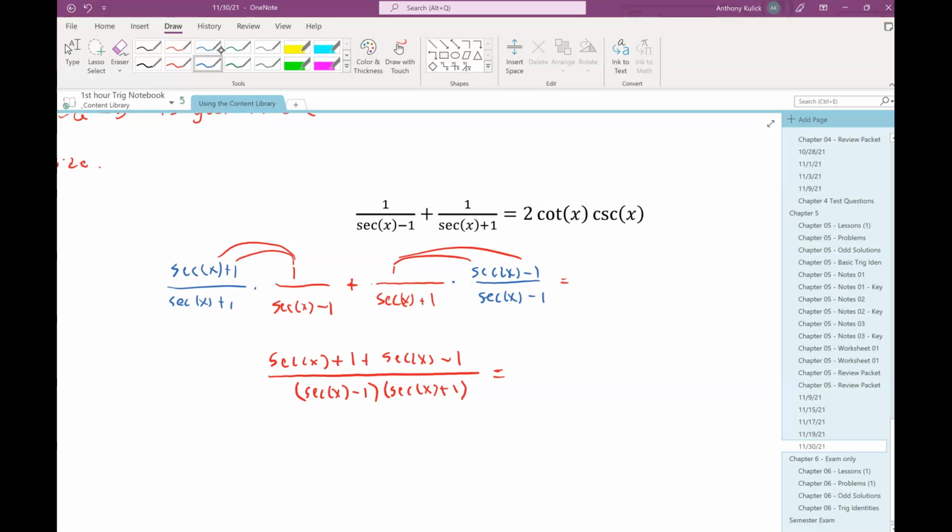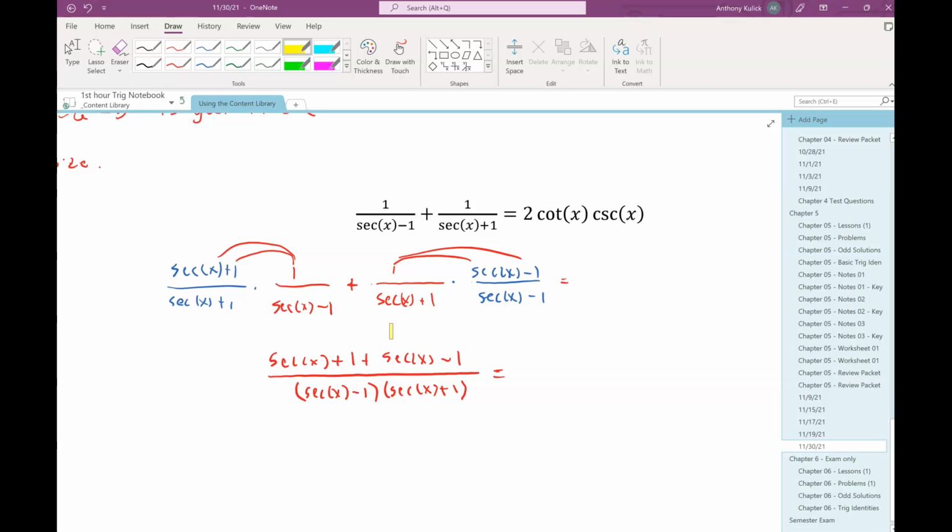So far, so good. Okay. Do we see anything algebraic to do? I see a couple of things algebraic to do. I wouldn't do any reducing there, because those are being added and not multiplied, right? If it was secant x plus 1 times secant x minus 1, then you'd be able to do some reducing. But since they're being added, we can't do any reducing there. But there is a bunch of algebraic things we still can do here.